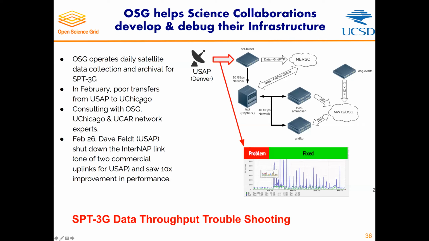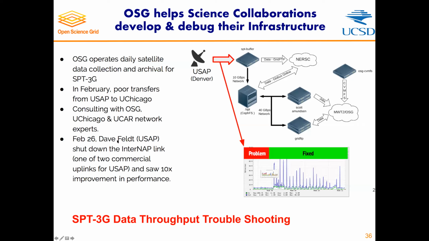In February, the guys in Chicago noticed that they couldn't get any transfer out of the point where the satellite hits the US. It's called USAP. And you can see here, basically, this is what was happening. And it was flatlining at a very small, pathetic level. The Chicago guys then got in touch with OSG.